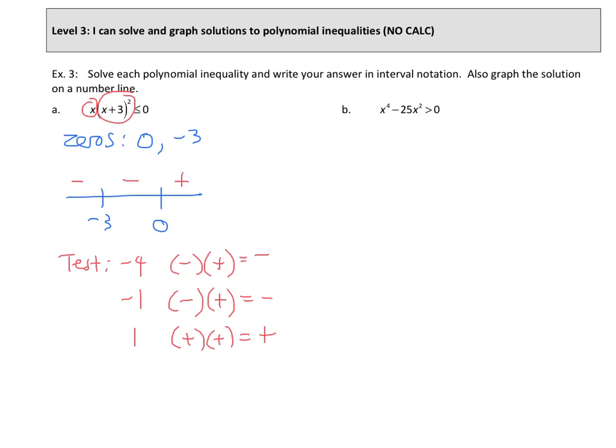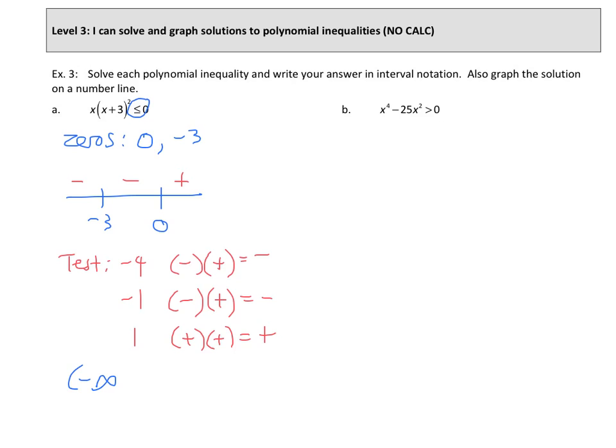And now I'm ready to write my answer in interval notation. I go back to the inequality, and the inequality in this case is a less than or equal sign. I want to know when this function is less than or equal to 0. And so I'm going to choose the intervals where I got the negative signs, where the function is below the x-axis. So my answer is going to be negative infinity.